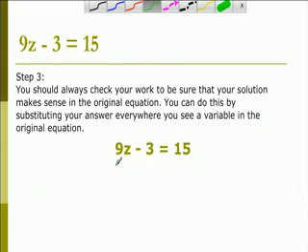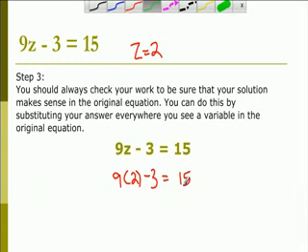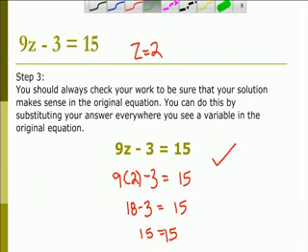You should always check your work, so we need to substitute our z equals 2 into our equation. So 9 parenthesis 2 minus 3 equals 15. 9 times 2 is 18 minus 3 equals 15. 18 minus 3 is 15, and it does equal 15. So that is correct.